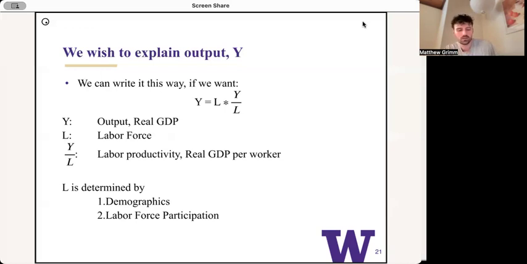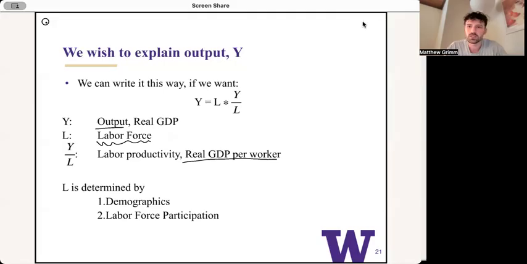Okay, so the variables that we have: Y is considered to be output, or we can call it real GDP. And then L is the labor force. We talked about unemployment last week, so you know what a labor force is. So L is labor, and Y over L is labor productivity. We can think of it as the real GDP per worker. So how much does one worker contribute to the GDP? That's how we technically define GDP per capita.